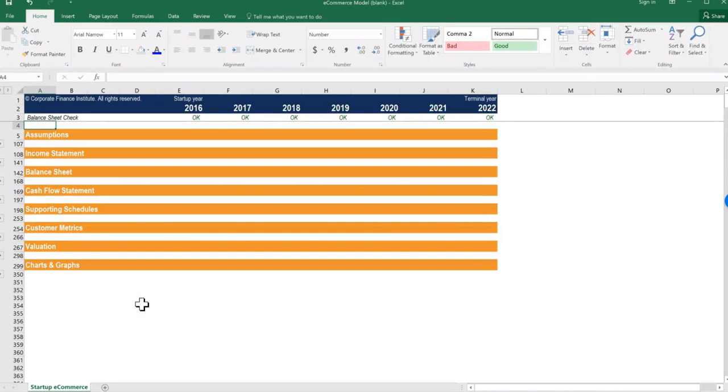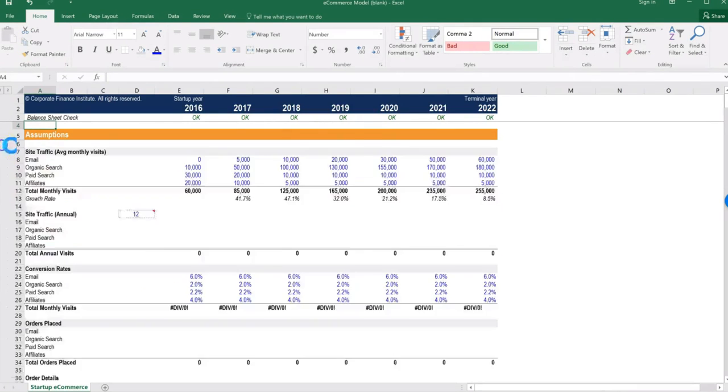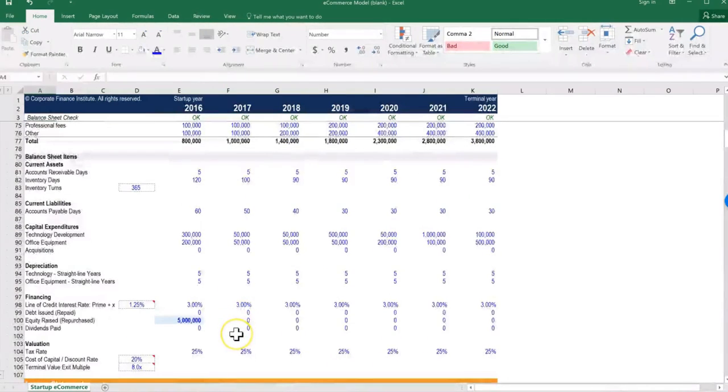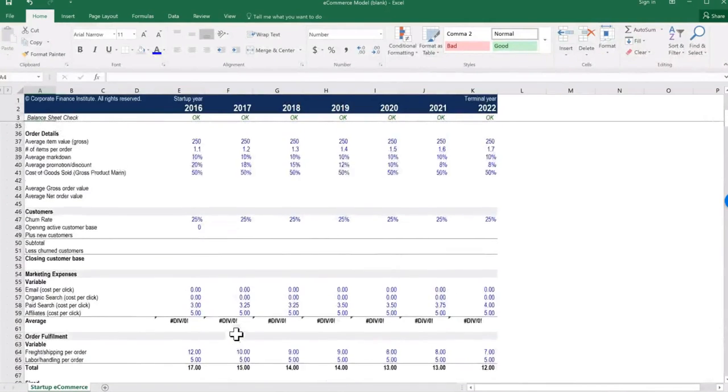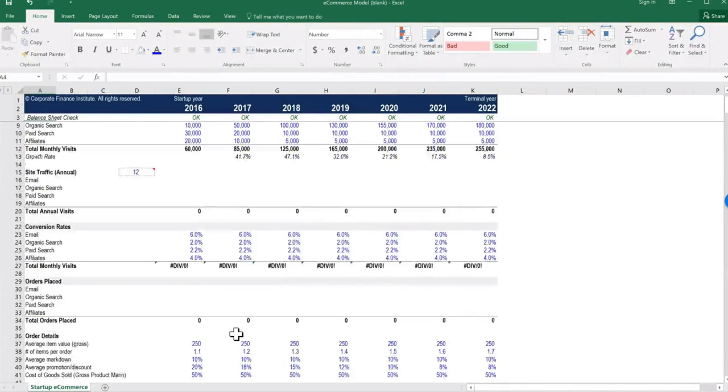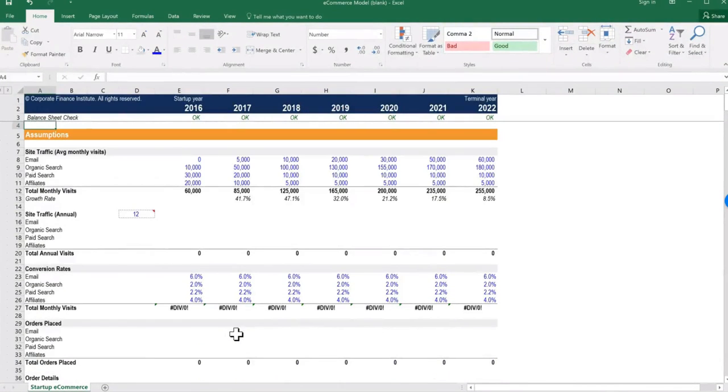Please open the file entitled eCommerce Model blank. We're going to focus on building out the assumptions section of the model. The assumptions is what drives the rest of the model. This is where we keep all of our hard-coded assumptions, and the formulas flow from here later in the model.